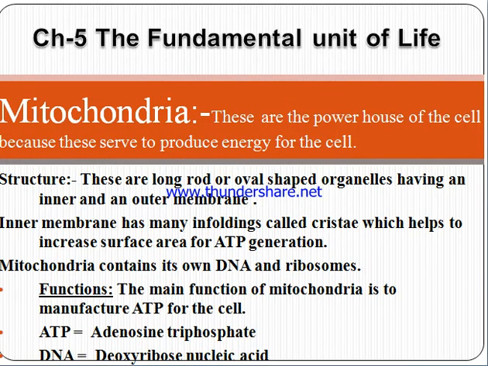Next is the mitochondria, which are known as the powerhouse of the cell. They produce energy for the cell. They are long, oval-shaped organelles having an inner and outer membrane. The inner membrane has enfoldings called cristae, which help increase the surface area used for ATP generation.